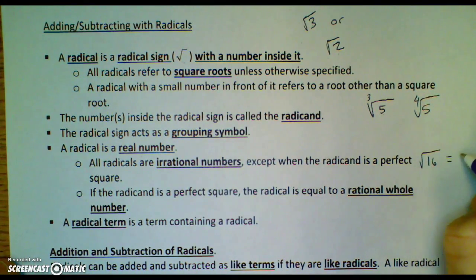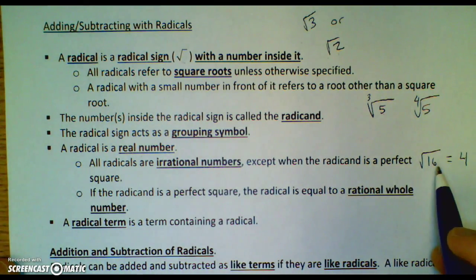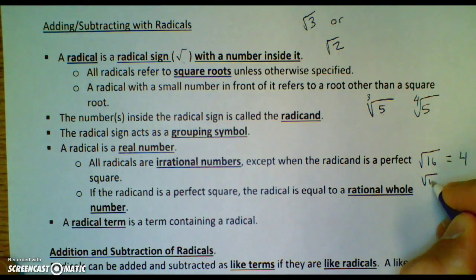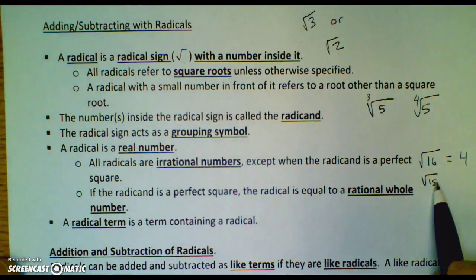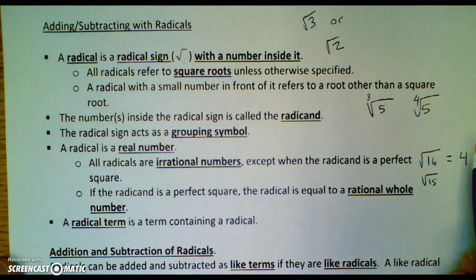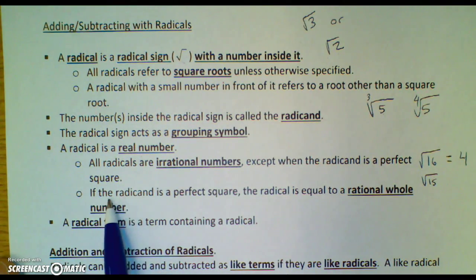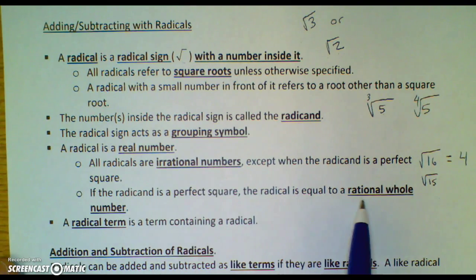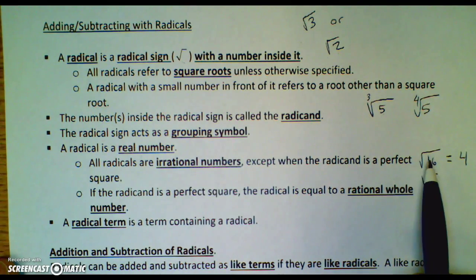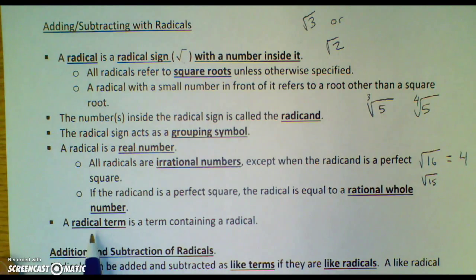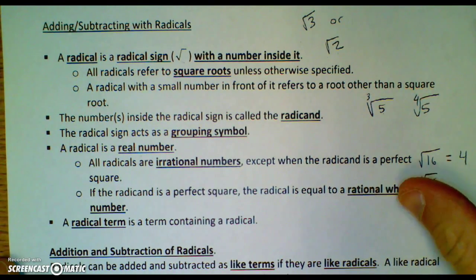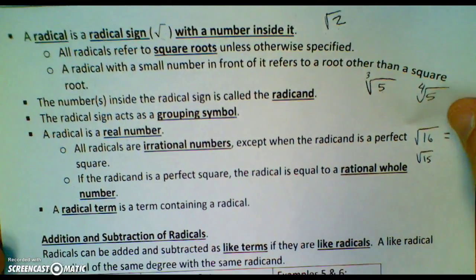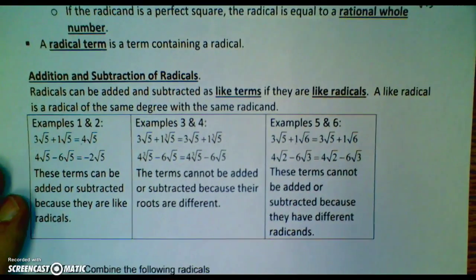The square root of 16 is 4. So this one is not irrational. But the square root of 15, that's a number that we can't simplify into a nice whole number. If the radicand is a perfect square, the radical is equal to a rational whole number, which I just showed you with the square root of 16 equals 4. And a radical term is a term containing a radical. So we can do operations like adding and subtracting with radicals.